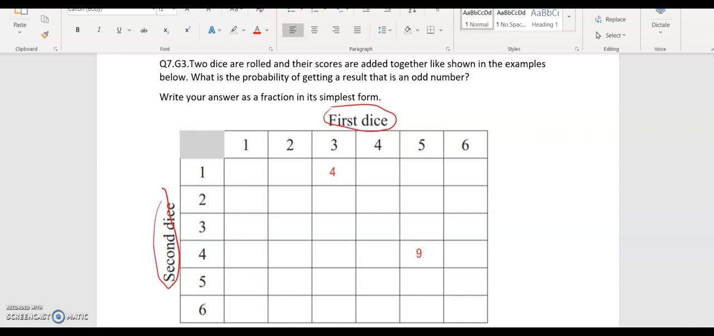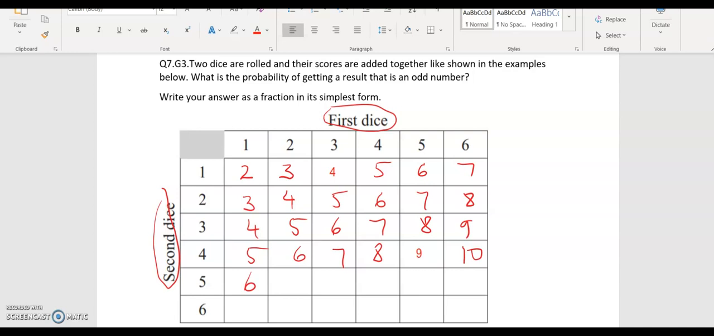Now what we're doing with the scores is that we're adding them. So if you get a 1 with the first dice and a 1 with the second dice, you add them together, so that gives you 2. And same thing, if you get 2 and a 1, that gives us 3, and then 4, 5, 6, 7. Then 3, 4, 5, 6, 7, 8, then 4, 5, 6, 7, 8, 9, then 5, 6, 7, 8, 9, 10, then 6, 7, 8, 9, 10, 11, then 7, 8, 9, 10, 11, 12.